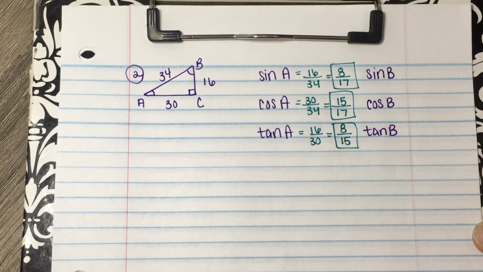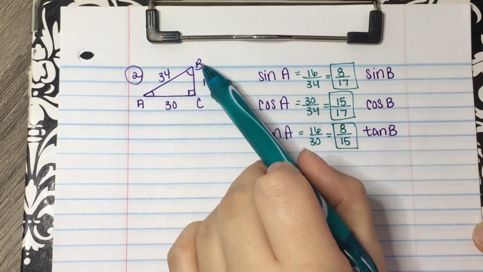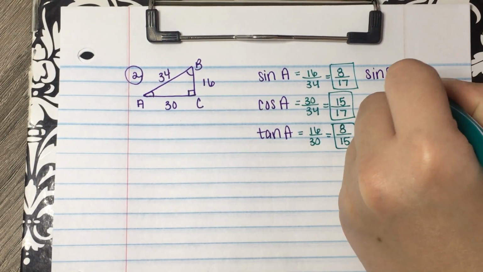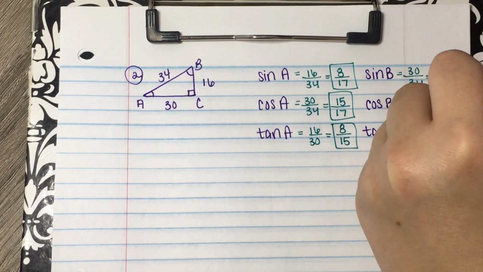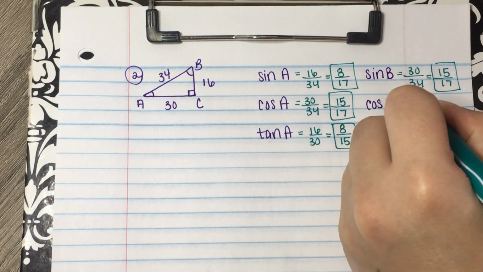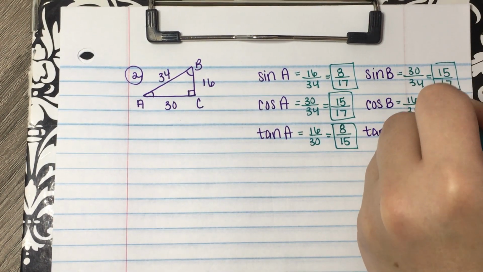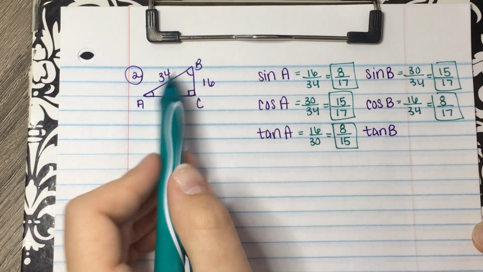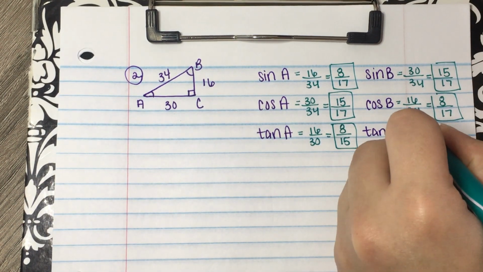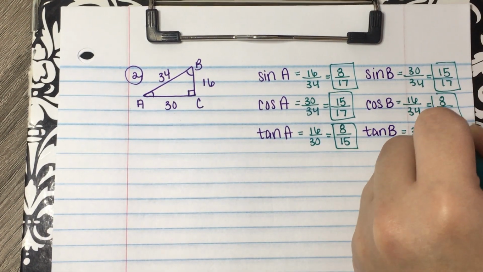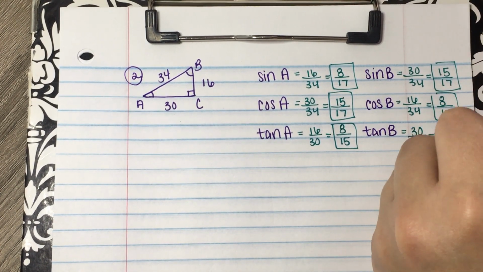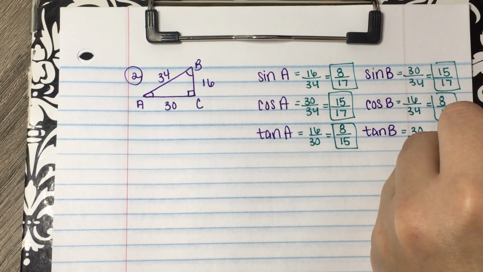All right, now we're switching from angle A to angle B. Sine of B, opposite over hypotenuse. That's 30 over 34, and when we simplify, that's 15 over 17, dividing by 2. Cosine of B, adjacent over hypotenuse, that's 16 over 34, dividing by 2, that's 8 over 17. And then this last one here, tangent of B is opposite over adjacent, and that's 30 over 16, and that's 8 over, no, that's 15. What am I doing? 15 over 8.